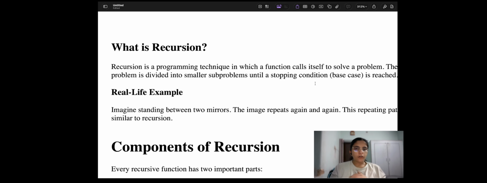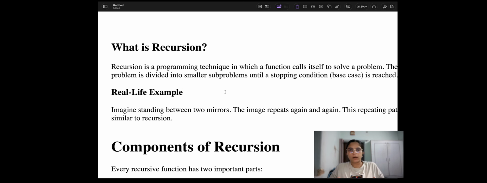Okay, so we are going to discuss a real life example. Imagine you are standing here, in front of you there is a mirror, and behind you, you also have a mirror. Now you are standing between the mirrors. The image you see is repeating again and again. The again and again repeating image is known as recursion.